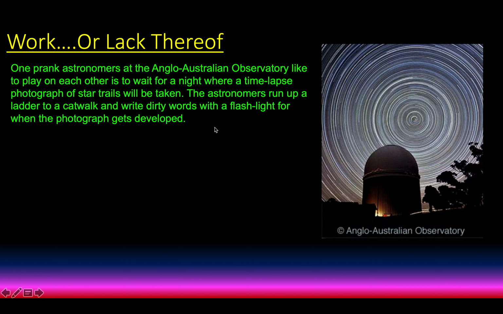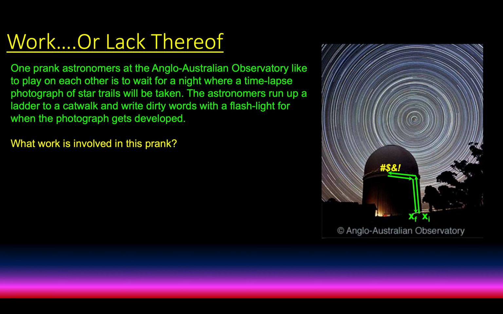So if somebody finds out one astronomer is setting up this camera to take a picture of star trails, another naughty astronomer might run up to this observatory dome with a flashlight and write some dirty words to be developed in the picture later. So we could ask the question, what work is involved in this prank? Well, let's imagine the astronomer is initially at some position over here, and then the astronomer runs up a ladder and runs across a catwalk. The astronomer could take out a flashlight and write words like fart with the flashlight. And then the astronomer will run across the catwalk, run down the ladder, and end up at this position here.